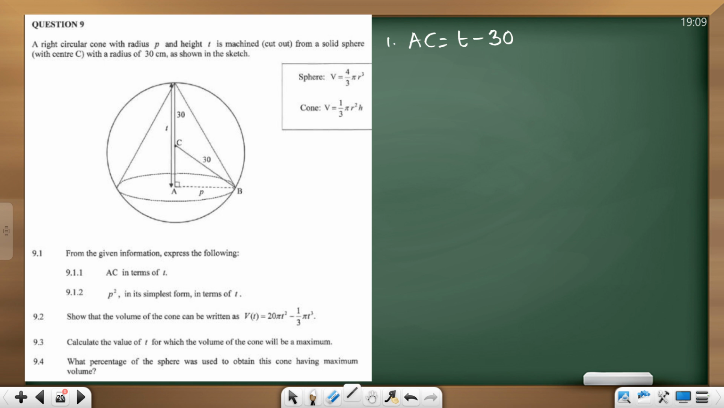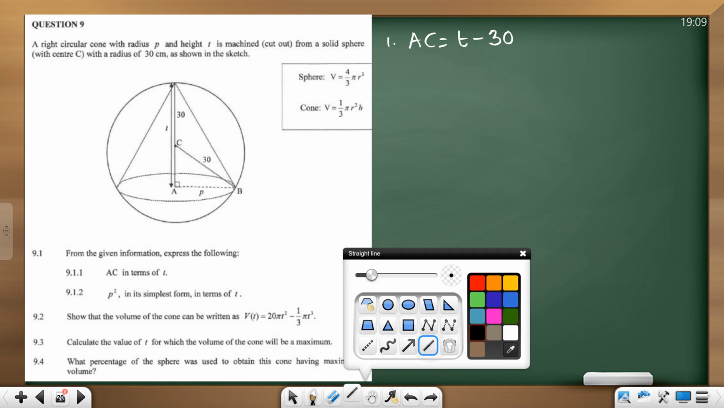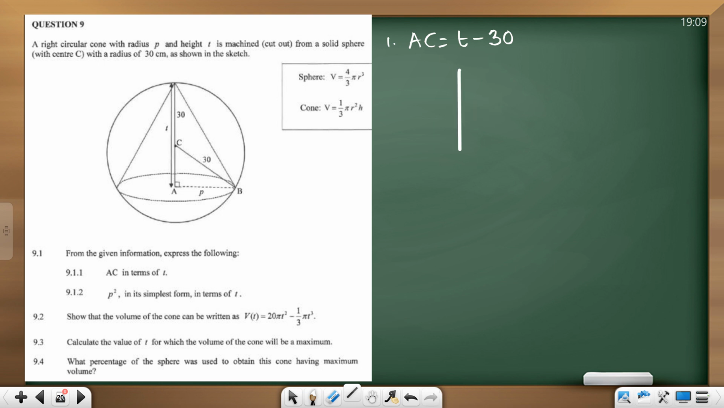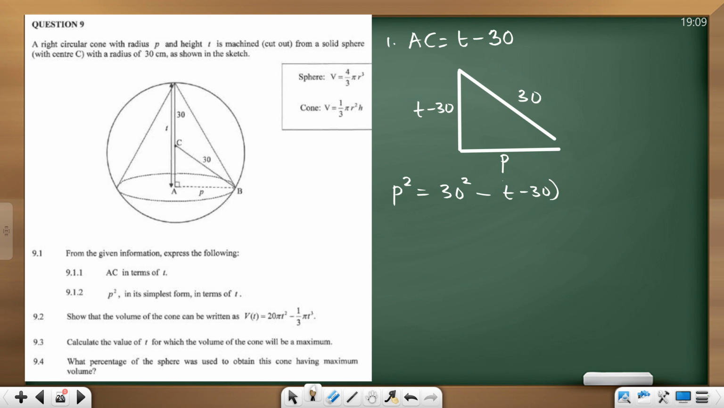I don't know if you see that right angle there. It's right there. Don't solve for P. They said P squared. This is T minus what? 30. Already I know P squared is 30 squared minus T minus 30 squared. You understand your theorem of Pythagoras. What is P squared? 900 minus T squared minus 60T plus what? 900. All right, what happens? The 900 minus 900 would cancel out, right?